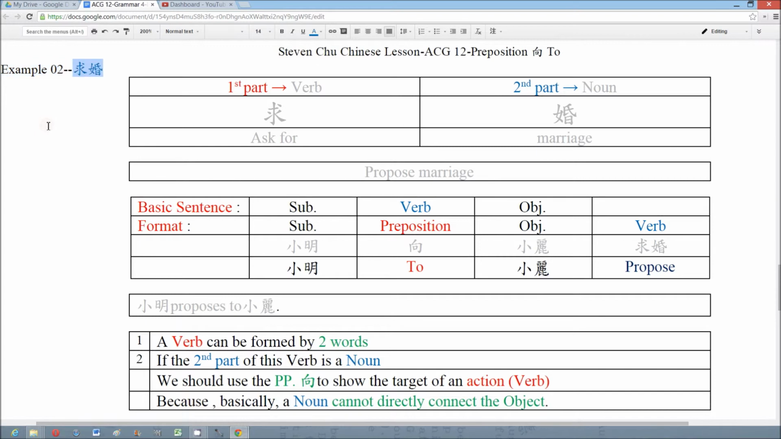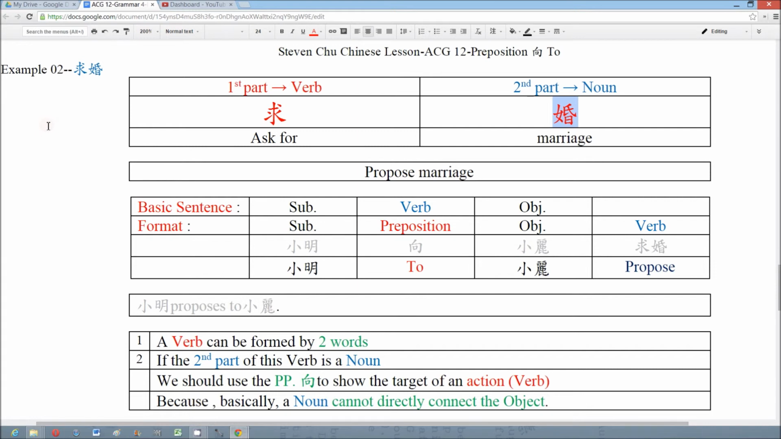Example 2. We use the verb 求婚. 求 means ask for. It is a verb. 婚 means marriage. It is a noun. And the form of a verb means propose marriage. The second part of this verb is a noun, so it cannot connect with the object directly.